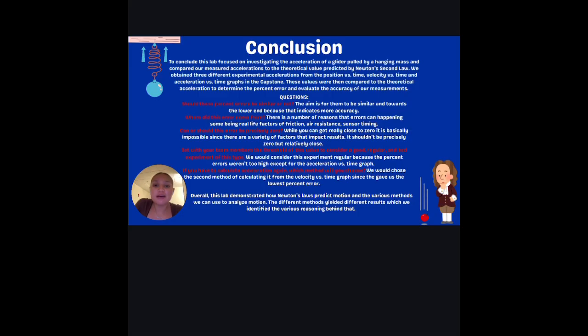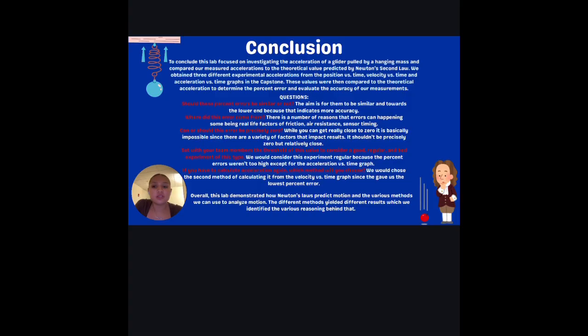To conclude, this lab focused on investigating the acceleration of a glider pulled by a hanging mass and compared our measured accelerations to the theoretical value which we calculated and predicted by Newton's second law. We obtained 3 different experimental accelerations from the position versus time, velocity versus time, and acceleration versus time graphs that we obtained in Capstone. These values were compared to our theoretical acceleration, and from there we determined the percent error and evaluated the accuracy of our measurements.